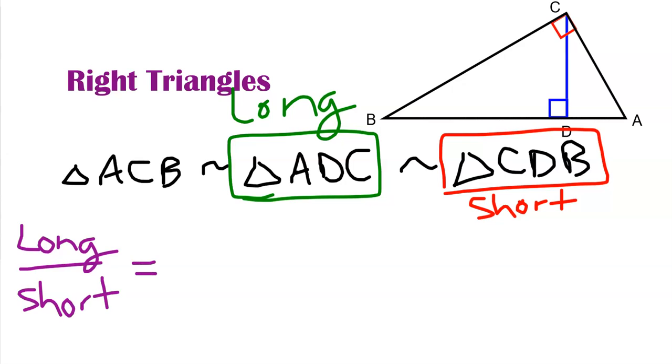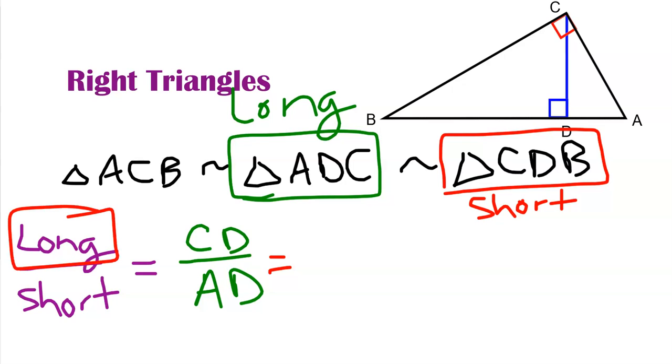So in triangle ADC, the long leg is CD, which is what we want, and the short leg is AD. And in the slightly larger triangle CDB, we have that the long leg, again, we have to start with the same leg in each case. We just can't put CD in the numerator there. The long leg is actually BD, and the short leg is CD.